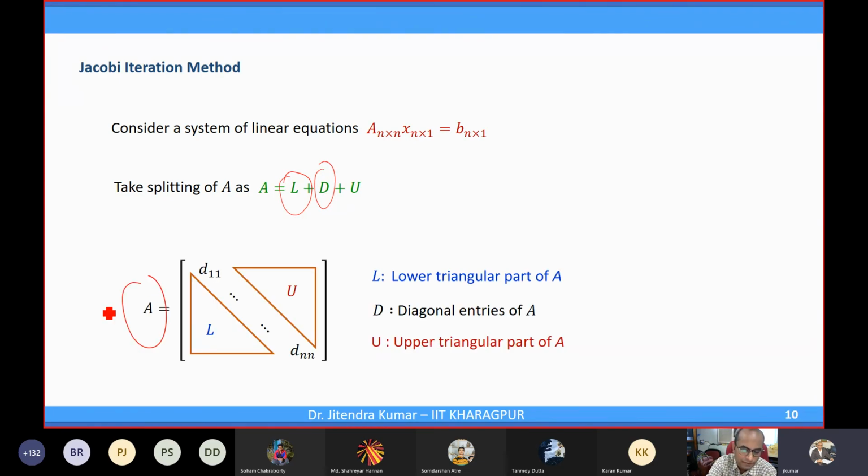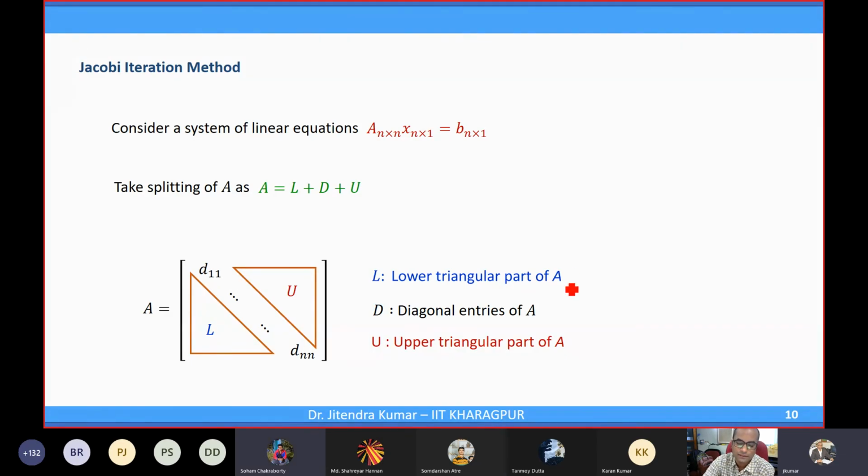So when you have A here, this portion is U, keeping all other entries zero, and D keeping all other entries zero, and L here keeping all other entries zero. So you have L plus D plus U. When you add the three, you are getting A. So A is nothing but the lower triangular matrix, the diagonal entries, and the upper part. You have L, D, and U. Okay?